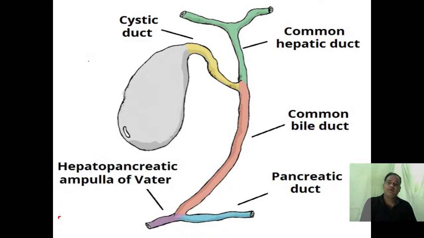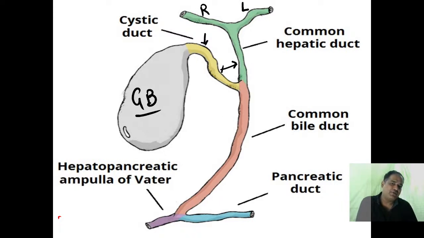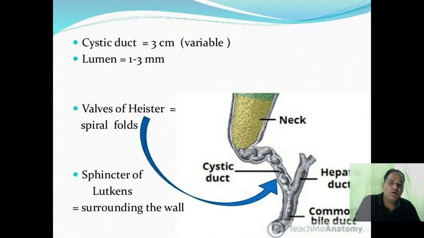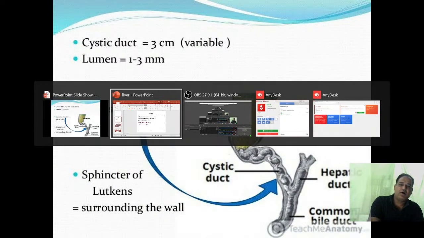Fine. So you see, this happens to be the gallbladder, and the yellow thing is the duct of the gallbladder, the cystic duct. Now, this is the common hepatic duct, right hepatic duct, left hepatic duct. When the common hepatic duct joins with the cystic duct, it forms the common bile duct. And where will the common bile duct open? In the second part of the duodenum, at the ampulla of Vater.